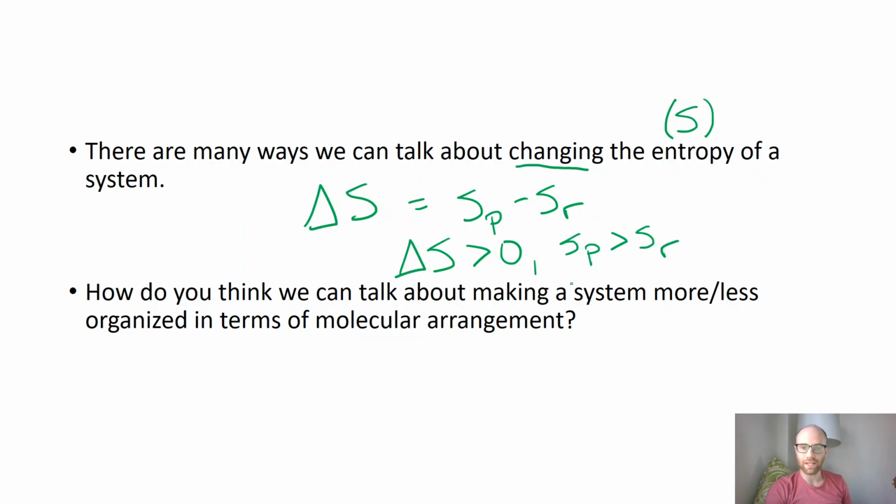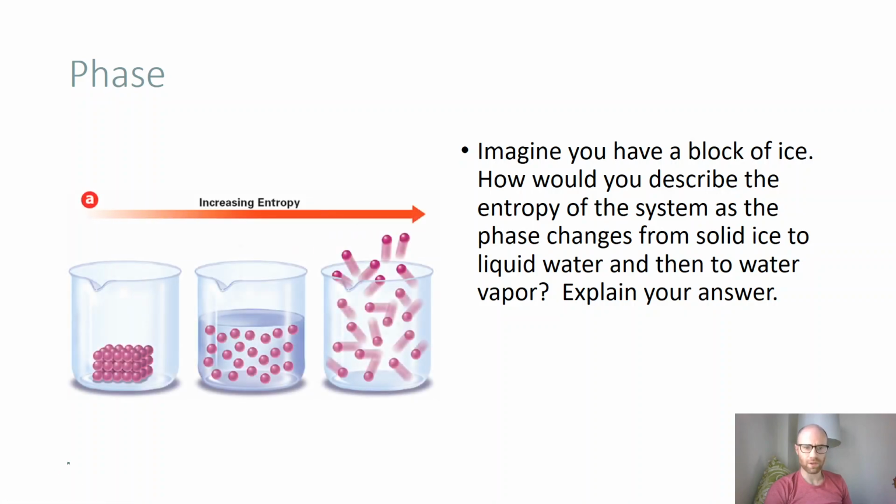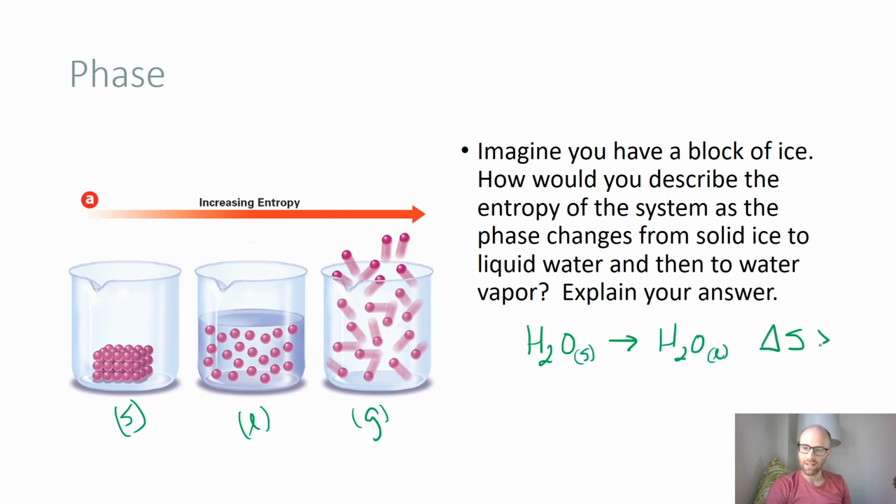So how do we talk about making a system more or less organized in terms of molecular arrangement? Well, we're going to take a look at that on the next few slides. So first, one of the first ways I want to look at is talking about phase. If we had a block of ice, that would be the solid phase. This would be like if you took the sample and melted it, and then if you took that liquid sample and boiled it. I would say that as the image shows, the entropy is increasing. So we could say as water as ice becomes water as liquid, delta S is greater than 0, or this is an increase in entropy.